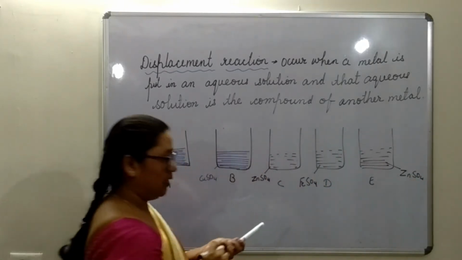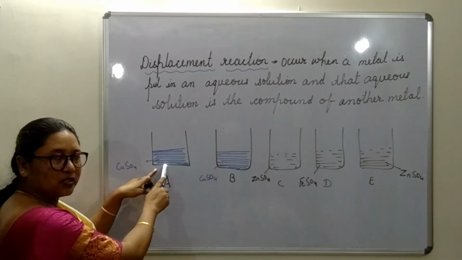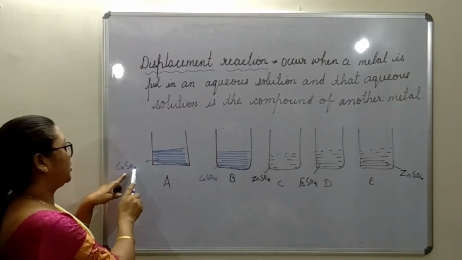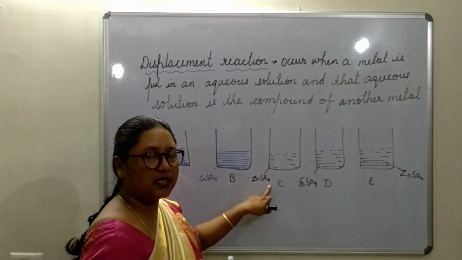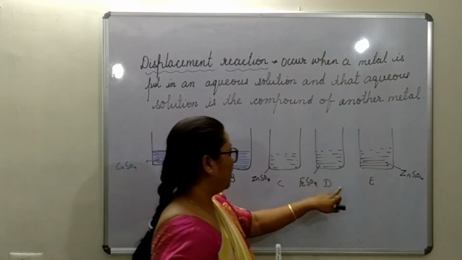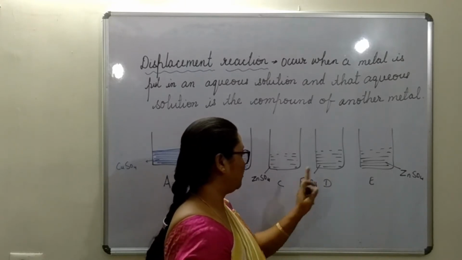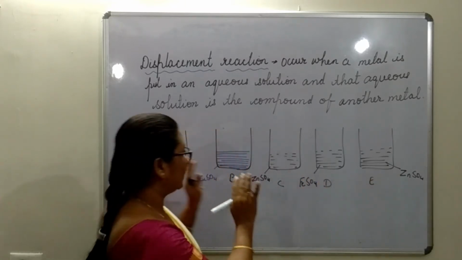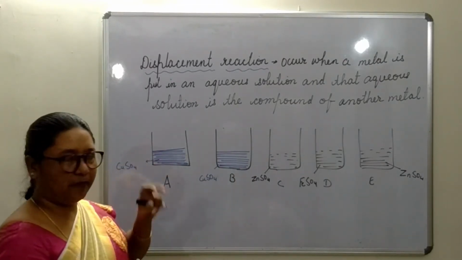Let me tell you one thing. Here we are taking copper sulfate solution. Copper sulfate solution is the compound of copper. Zinc sulfate solution is the compound of zinc. Iron sulfate solution, that is FeSO4, is the compound of iron. This aqueous solution we have put. The aqueous solution should be 50 ml.